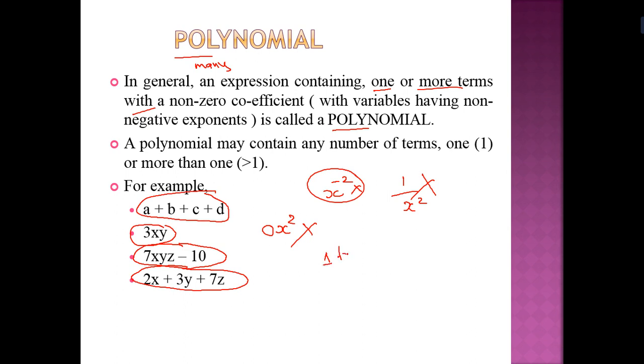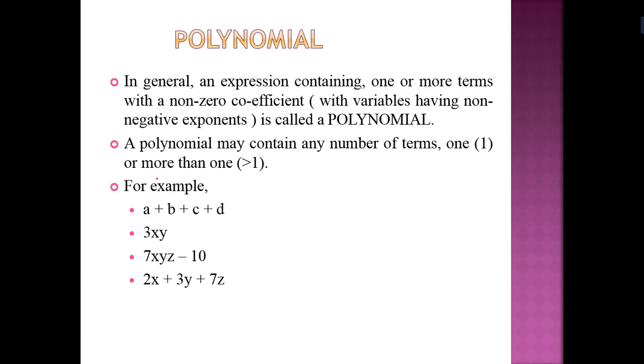One term, two term, three term, and four term we can say polynomial. So a plus b plus c plus d, again four term, 3xy, that is one term, but power is not negative here, power is positive. Polynomial may contain any number of terms, one or more.